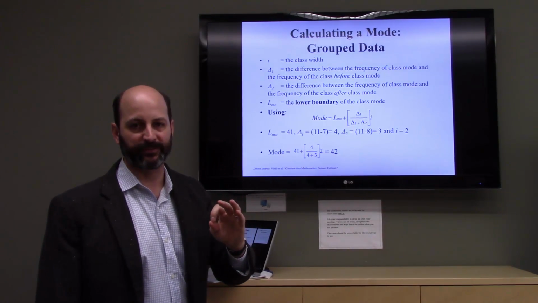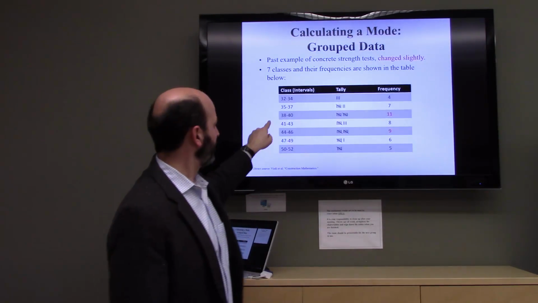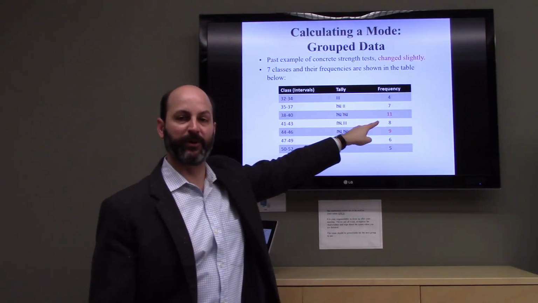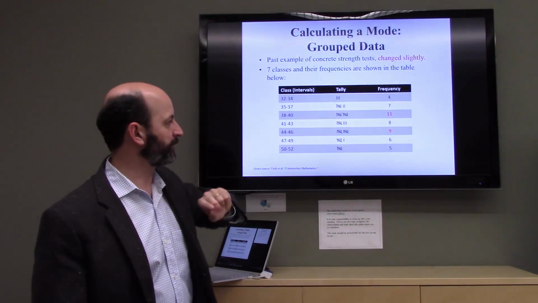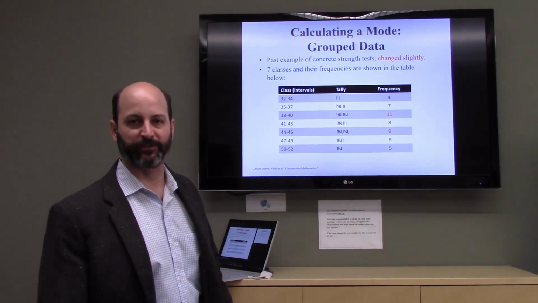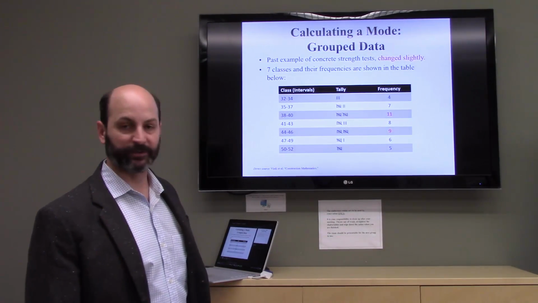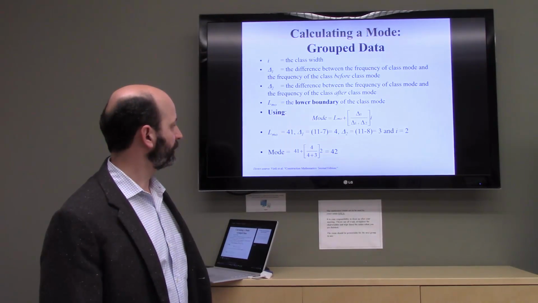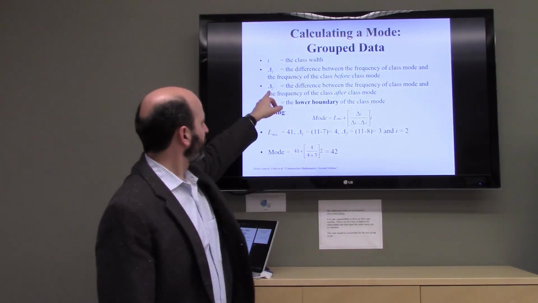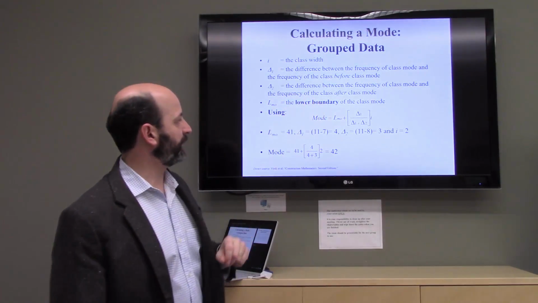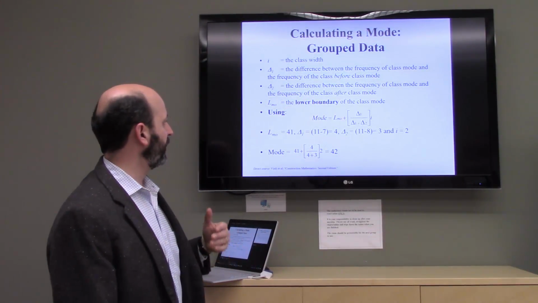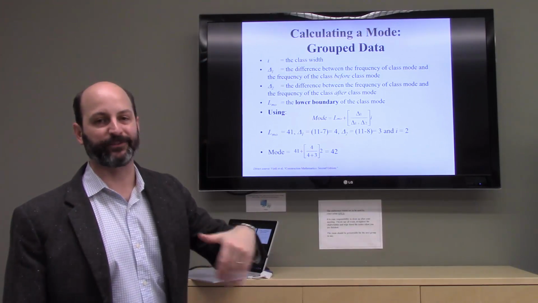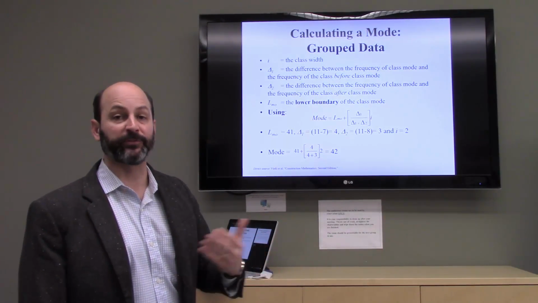Remember, class mode is simply the class or the interval that contains the highest number of frequencies. So in this case, this 38 to 40 is our class mode, because we have 11 frequencies and it's the highest number of frequencies across the data set in all the different classifications. Delta 2 is the difference between the frequency of class mode and the frequency of the class after class mode. So basically what we're doing is we're subtracting.